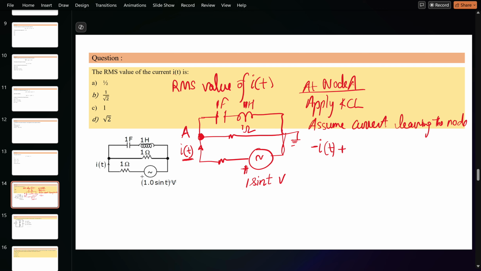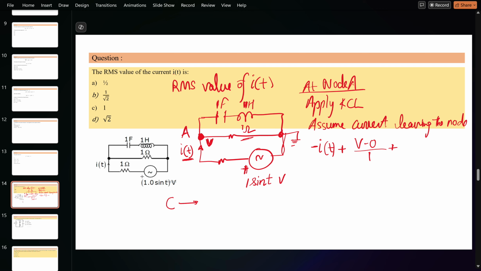Okay. And let's assume that this is a voltage V at this terminal. So V minus 0 divided by 1. What amount of current goes into the 1 ohm resistor? It will be V minus 0 divided by 1.